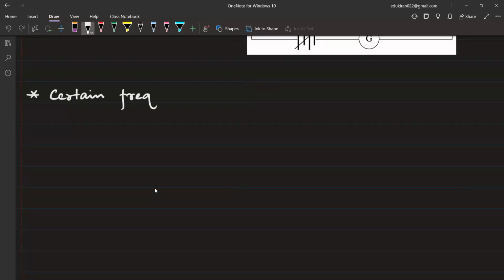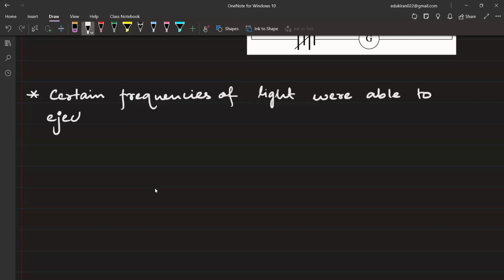Certain frequencies of light were able to eject electron from metal surface. Right, next point. Now, each and every frequency will have certain energy.